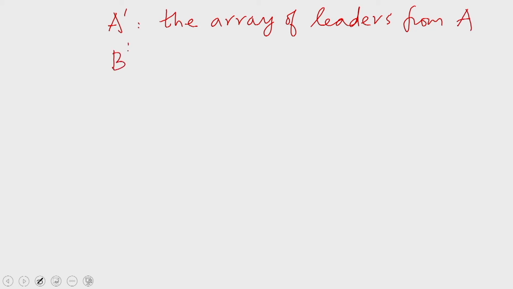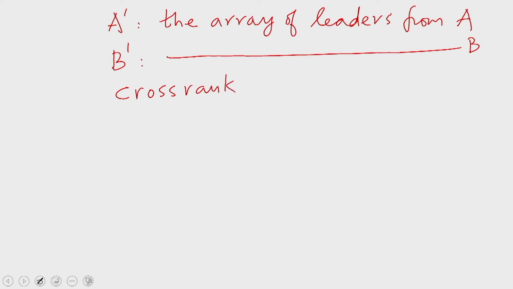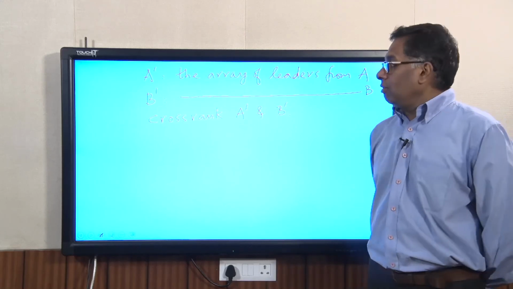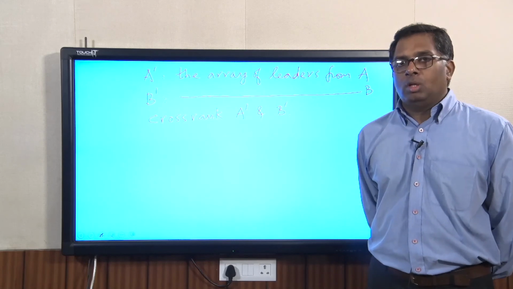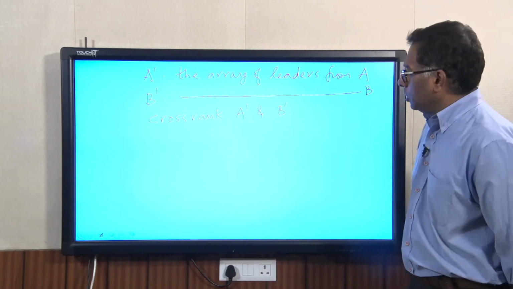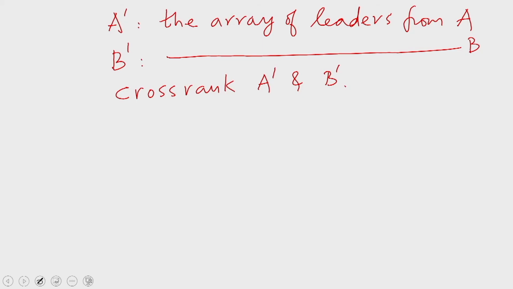Similarly, B prime is the array of leaders from B. The next step is to cross rank A prime and B prime using the available number of processors. Since the number of processors is exactly equal to the total size of A prime and B prime, we can use the previous algorithm that we have seen. That algorithm works when the total number of processors is exactly equal to the total size of the arrays. So, using that algorithm, we cross rank A prime and B prime.